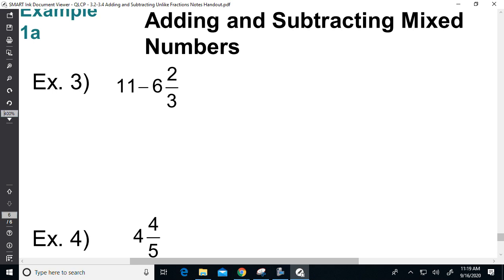Alright, so we'll finish up with problem 3. So we have 11 minus 6 2/3. What's wrong with that 11? It's just an 11. So we probably need to make this 11 a fraction. How do we make 11 a fraction? Put it over 1. That 6 2/3, we still change to an improper fraction. So that's 20 over 3.